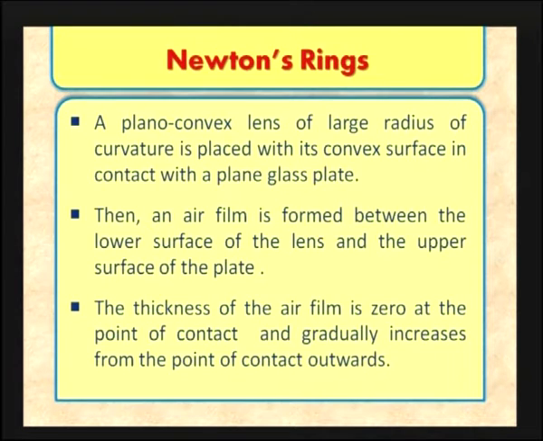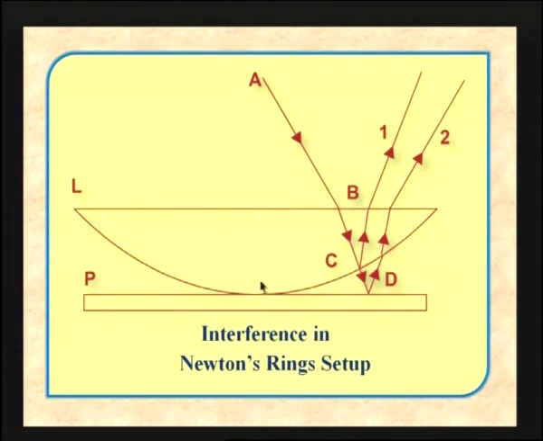So, the film thickness gradually increases as you move outwards from the center, and this is what I am showing here. At this point there is no air film, because the lens is sitting on the glass plate. As you move from here, the thickness of the air film will keep on increasing, and as in the case of the air wedge, for a given light ray AB, what happens?